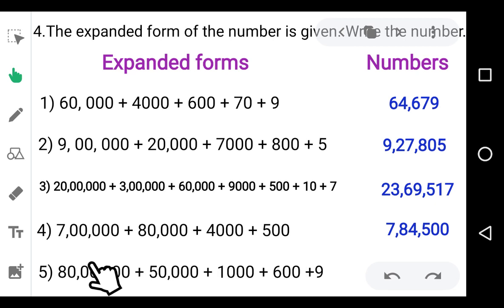Next is, see, last one is 80 lakh, 50,000, 1,609. Here there is no lakh place and tens place. So we write 0 in those places. See, this is 80 lakh, 51,609. So here we have completed one more problem set 5.